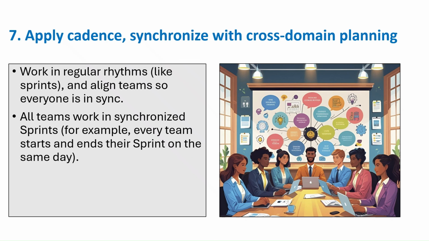And seventh principle is about applying the cadence synchronized with cross-domain planning. So whenever we are working on a large enterprise product, like multiple teams working on the same product line, it's important that they work in sync. That means all teams work synchronized in sprints. Every team starts and ends their sprint on the same day, so that they are able to plan together. They are able to showcase their dependencies, highlight their dependencies, and perform end-to-end testing collectively.